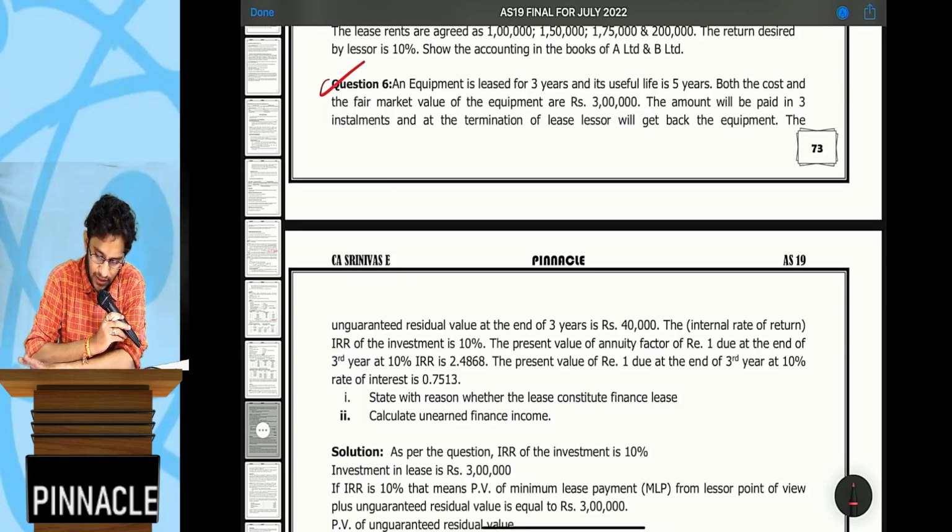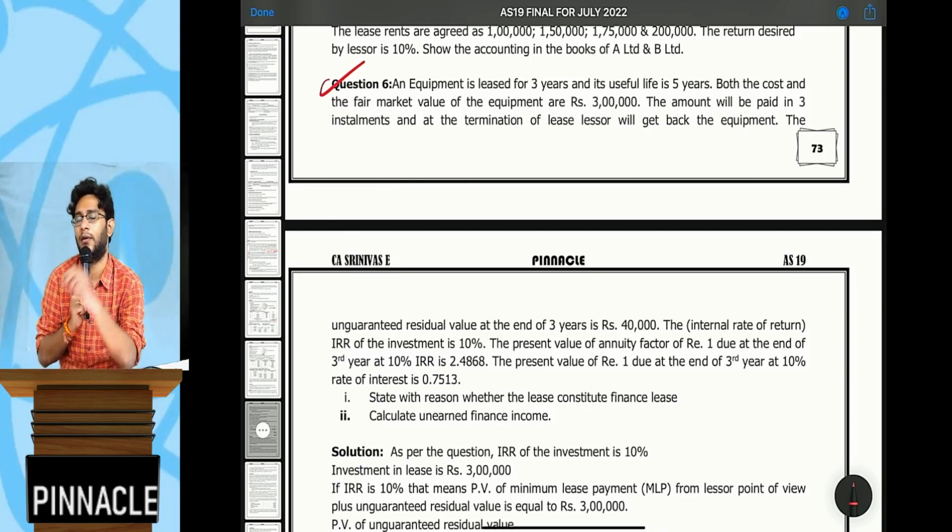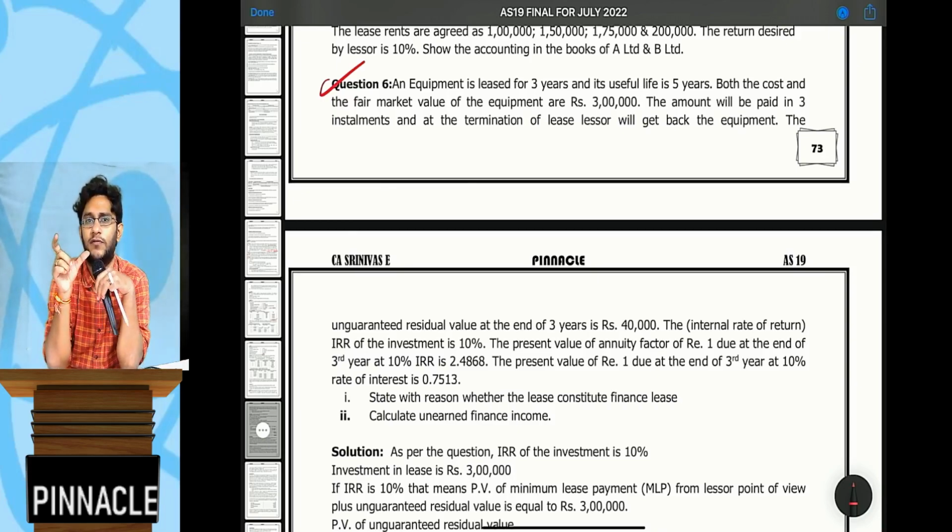The UGRV he gave you, okay, IRR is 10%, PV factor, annuity factor and all he is giving you. He is asking, state with reason whether the lease constitutes a finance lease. Now you see, sir, lease period, major portion of the life of the asset we don't know, leave that. Automatic ownership, not there. Option to buy, not there. Specialized nature asset, not there. You are left only with one: is the PV of MLPs equal to a substantial portion of the fair value of the asset today or not?